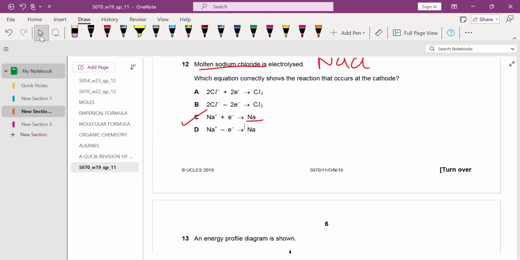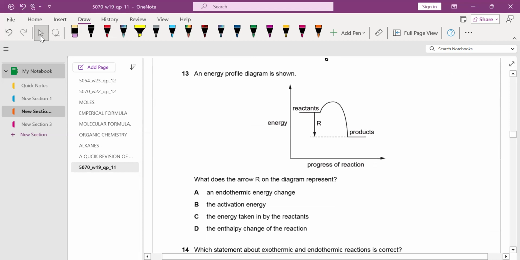Then question number 13. The energy profile diagram is shown. This is the energy profile diagram. What does the arrow R represent on the diagram? So the R arrow represents the enthalpy change of the reaction.